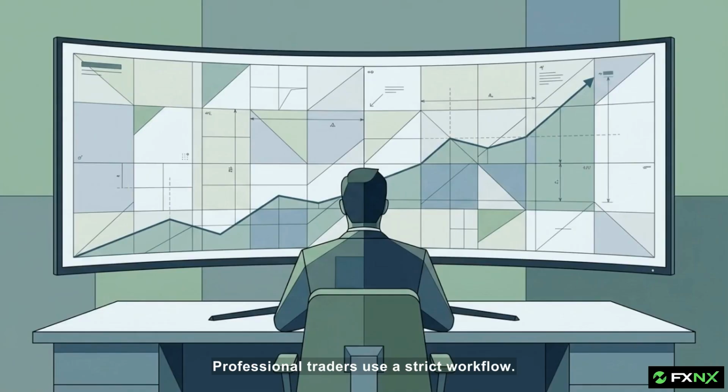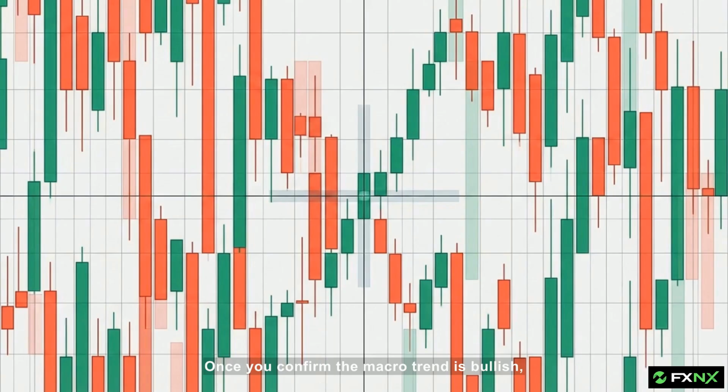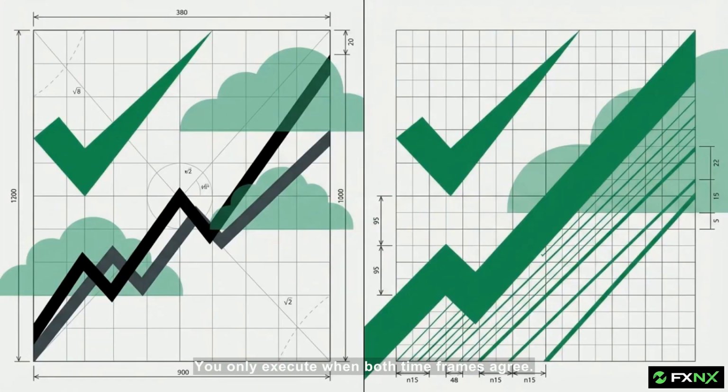Professional traders use a strict workflow. You start on a higher time frame, like the daily or 4-hour chart, to establish your strategic bias. Once you confirm the macro trend is bullish, you drop down to a lower time frame to find a tactical entry that matches that exact bias. You only execute when both time frames agree. True confluence means aligning the internal Ichimoku components with the external context of the entire market.